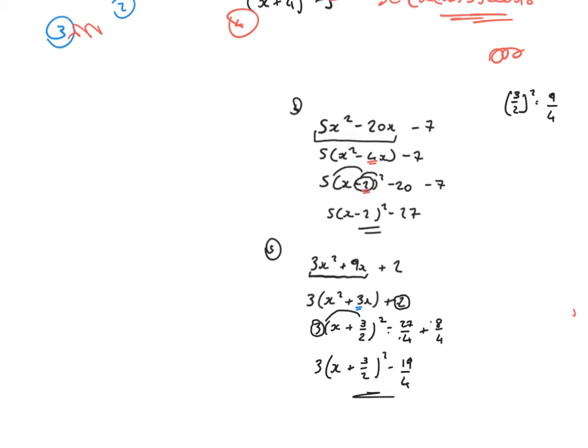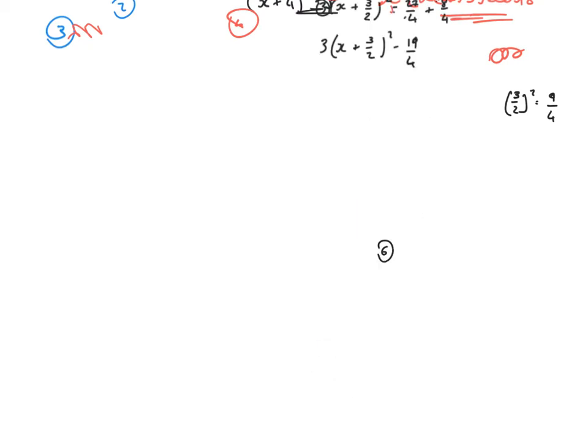Let's try example 6. Okay, example 6. 5x squared minus 15x minus 4. Take out my numerical common factor 5. 5 bracket x squared minus 3x, close the bracket, minus 4. Okay, half the minus 3 down to minus 3 over 2 squared. Okay, you square a negative, you get a positive. Okay, so minus 3 over 2 all squared.